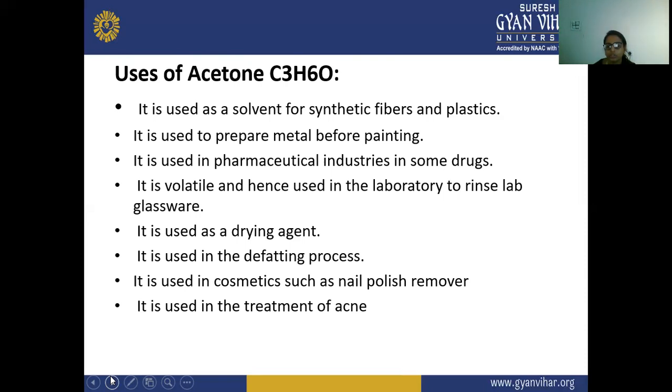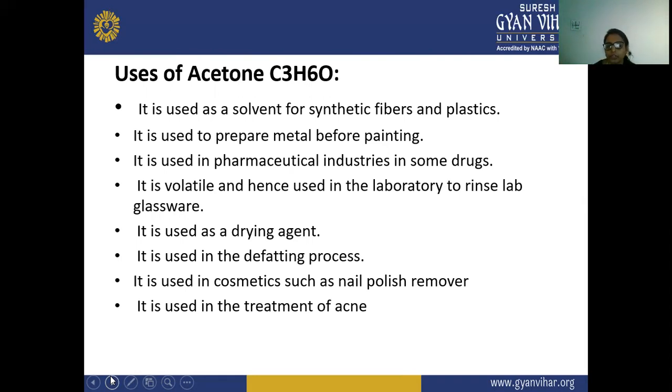So this is used in the treatment of your acne also. Acetone is a solvent that is used for synthetic fibers and plastic. It is also used to prepare metals before painting. It is used in pharmaceutical industries in some drugs. And because of its volatility, it is used as a drying agent, and it is also used in the laboratory to rinse lab glassware.